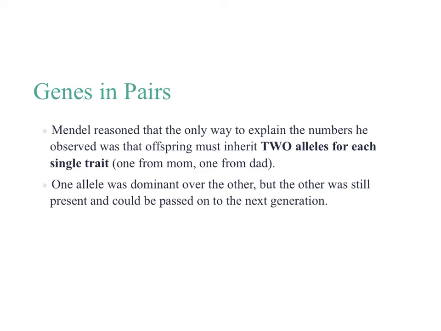So what does it mean? Mendel reasoned that the only way to explain the numbers he observed was that the offspring must inherit 2 alleles for each single trait, 1 from the mom and 1 from the dad. He also came to the conclusion that 1 allele was dominant over the other, but the other was still present because it could be passed on to the next generation. So in the pea plant example, the yellow allele was dominant, but the green one was still there because every now and then there'd be a green pea offspring.